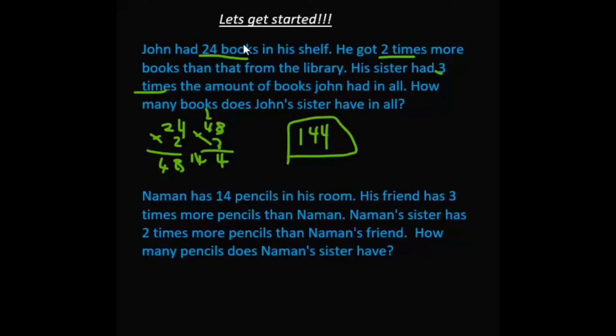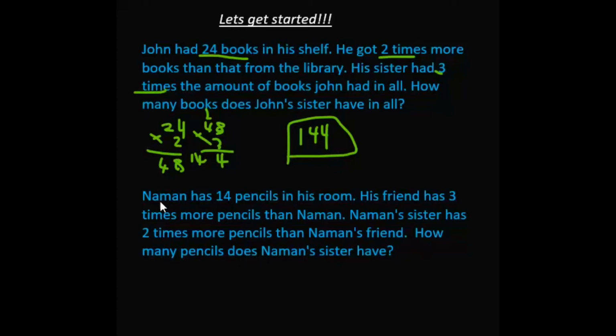That multiple step problem had 2 steps to it. You had to multiply the 24 books times 2, and then you had to multiply that 48 times 3 to get the final answer. So now the next problem says, Naman, which is me, has 14 pencils in his room. His friend has 3 times more pencils than me. My sister has 2 times more pencils than Naman's friend, or my friend. How many pencils does Naman's sister have?